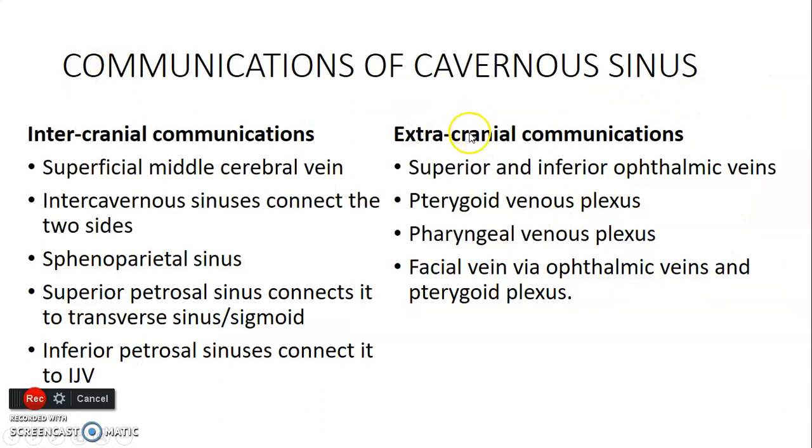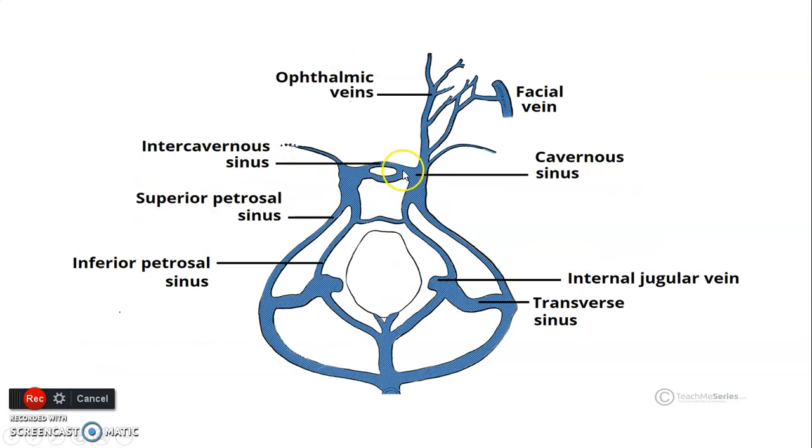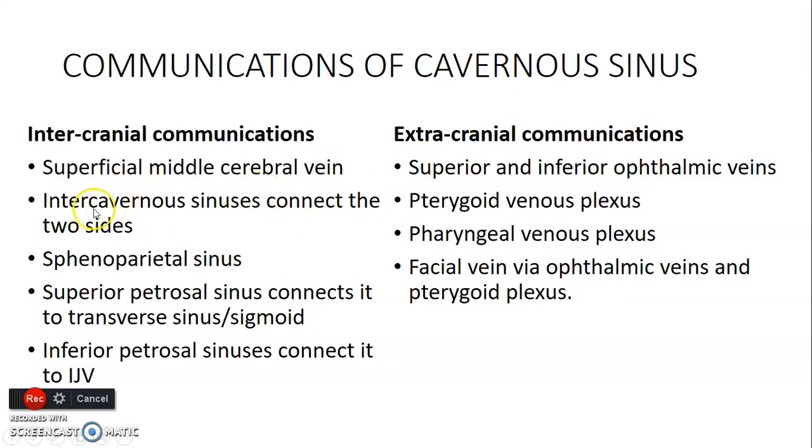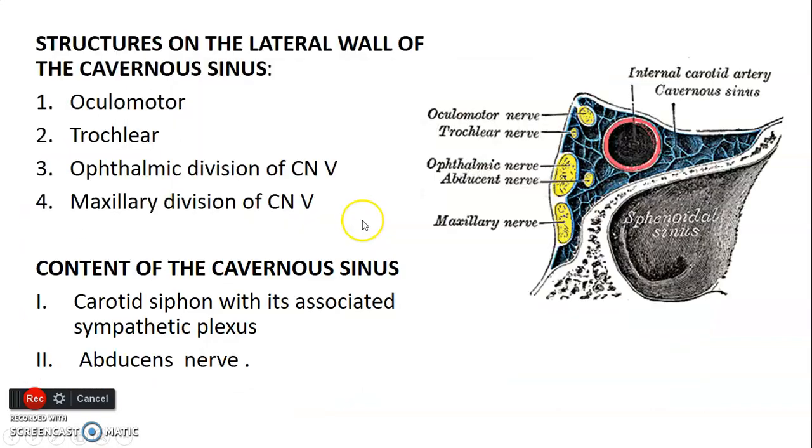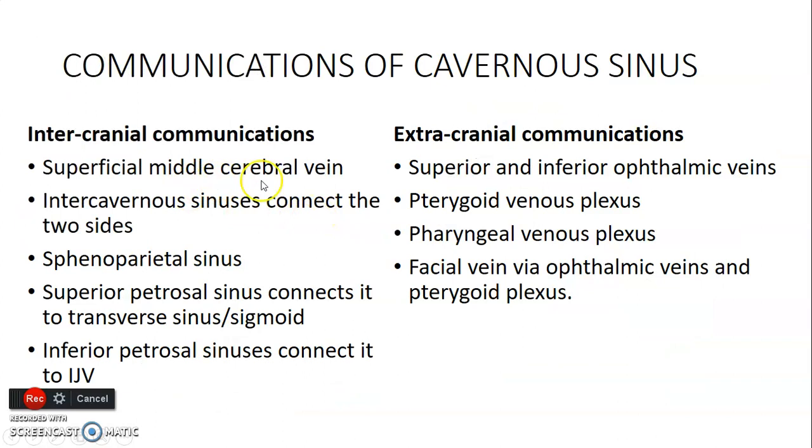What are the communications of the cavernous sinus? You divide them into two: intracranial communications and extracranial communications. The intracranial include the superficial middle cerebral vein and the intercavernous sinuses connecting the two sides. Here are your intercavernous sinuses. This is the cavernous sinus of this side and of this side, so these blue ones here are intercavernous sinuses. Then you also have the sphenoparietal sinus and the superior petrosal sinus.